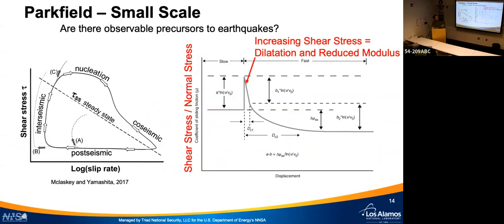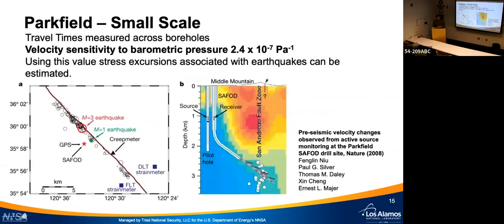And so we have a nucleation where you have dilation and a reduced modulus during the nucleation, because as a fault is going to fail, it essentially needs more space to slip. So there's always a dilation in the granular material during slip, or as slip is nucleating.